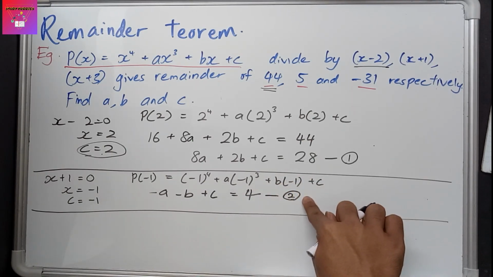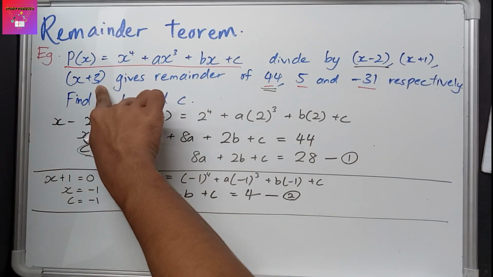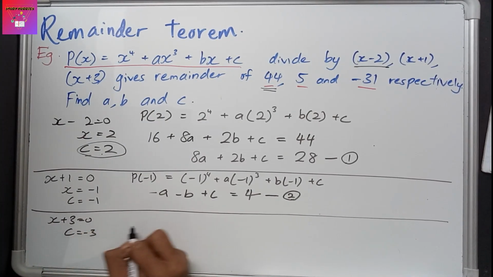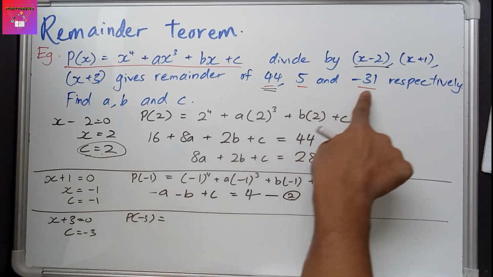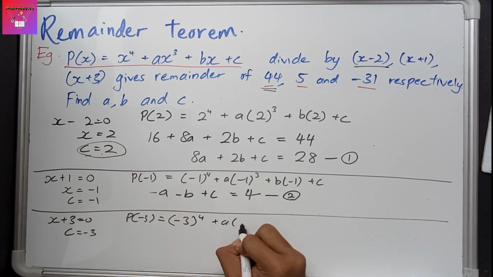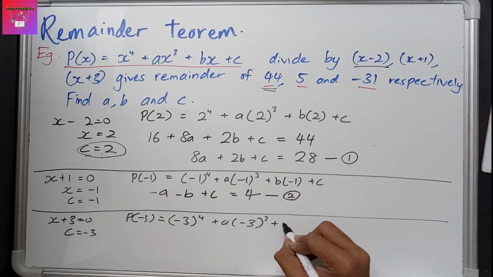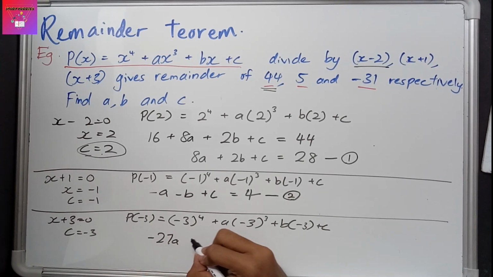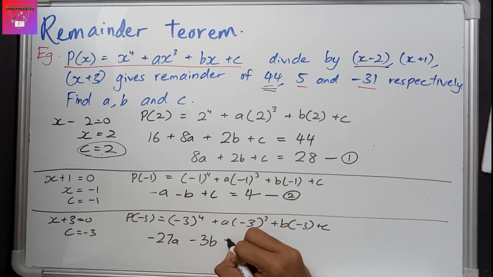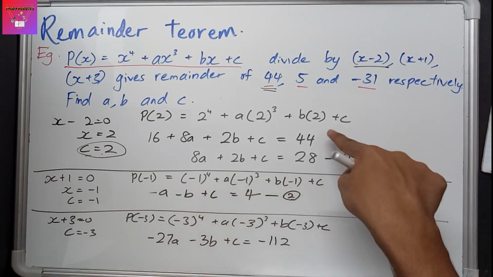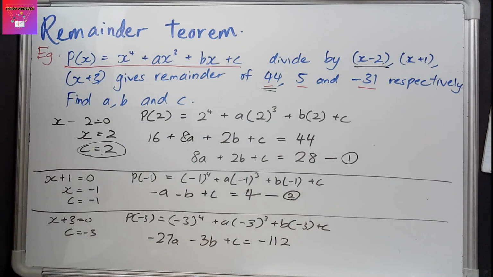So the third value of this one is I have to use x plus 3. So for x plus 3, the c is going to be negative 3. So P(-3), I should get negative 31. So I'm just going to substitute this again as what I did for the previous examples. Negative 3 plus c. So therefore I'm going to get an answer of negative 27a minus 3b plus c equals negative 112. So actually for these both, I've skipped the second line because I want to cut short the time.